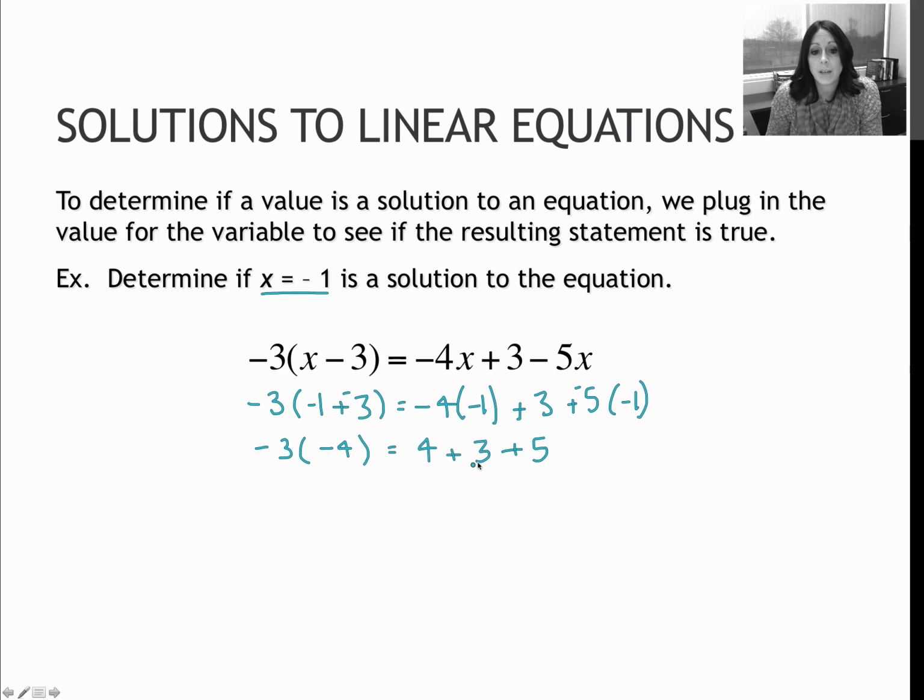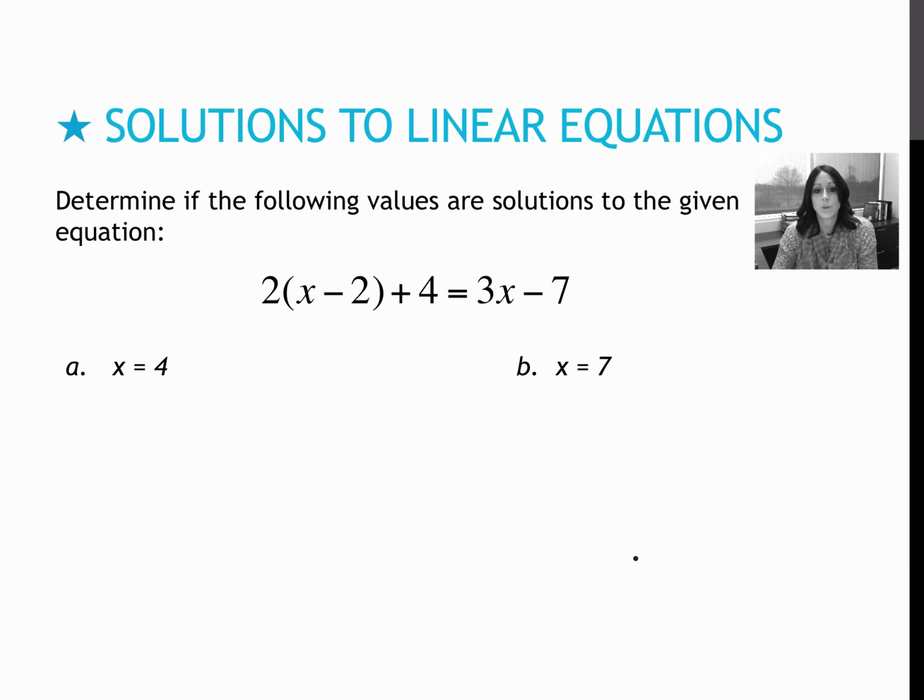So that was my first step, multiplication, division, or over here I did parentheses. Now I'm going to take -3 times -4, which is 12. And on this side, 4 plus 3 is 7, plus 5 is 12. Because it works, I can say, yes, x equals -1 is a solution. So all we're doing is plugging it in, we're following the order of operations, and then we're just saying yes or no.